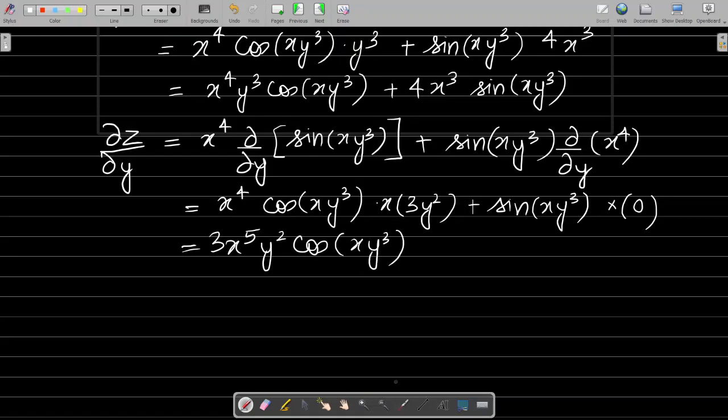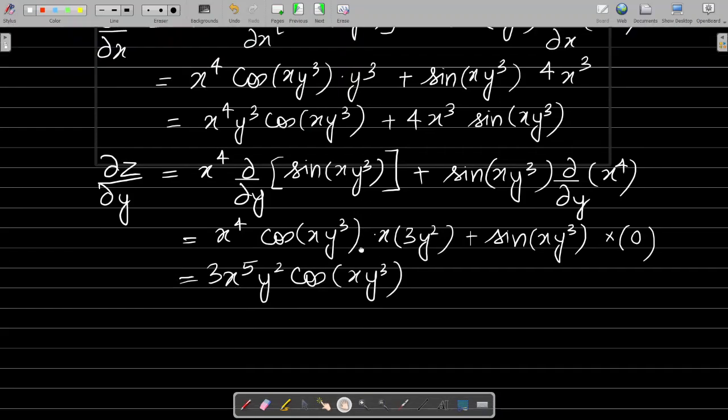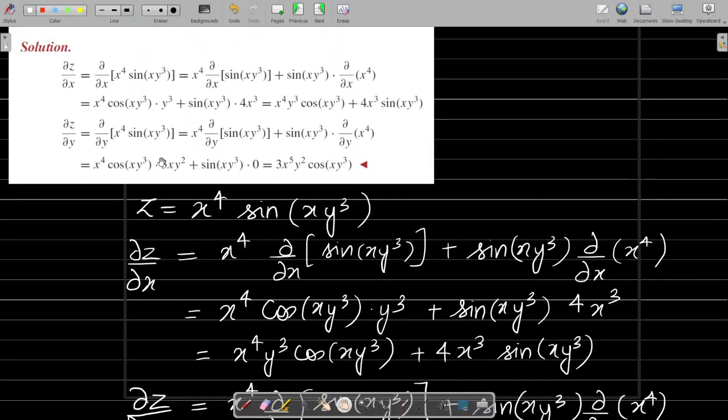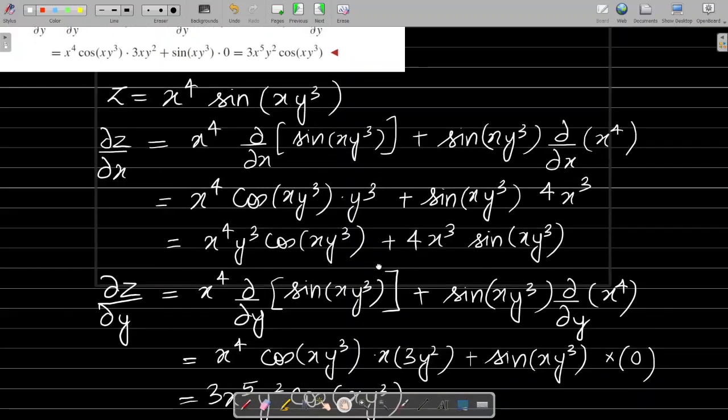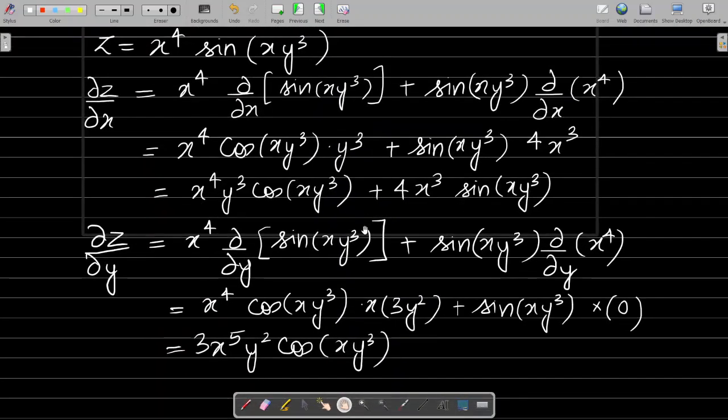Okay, so that is what is solved above. You see the same thing: ∂/∂y of x⁴ into sin(xy³) is x⁴ into ∂/∂y of sin(xy³) plus the first function into derivative of second. The derivative of the second term, x⁴, is a constant when I'm partially differentiating with respect to y, so it becomes 0, hence we are arriving at the answer 3x⁵y² cos(xy³).